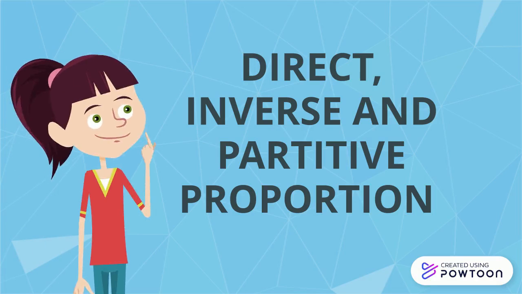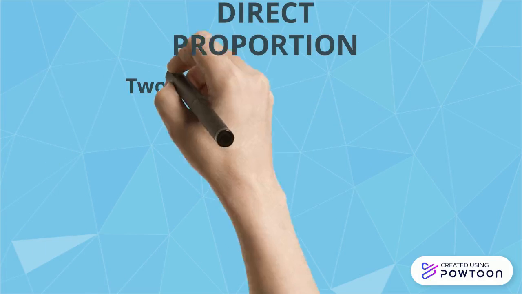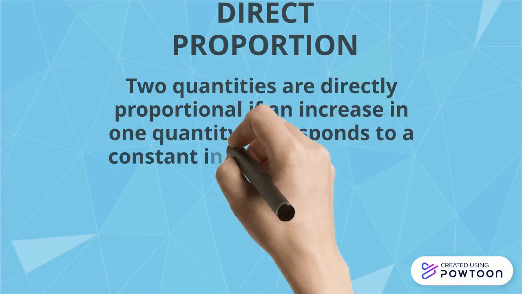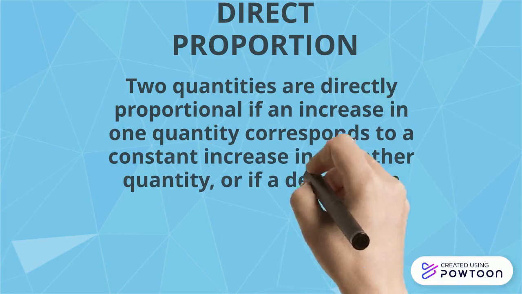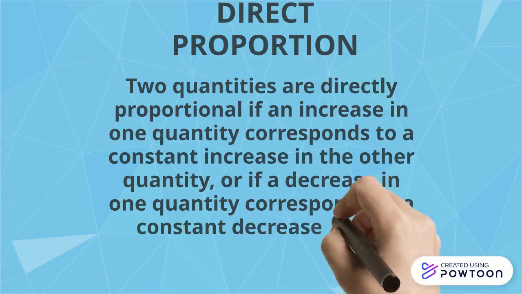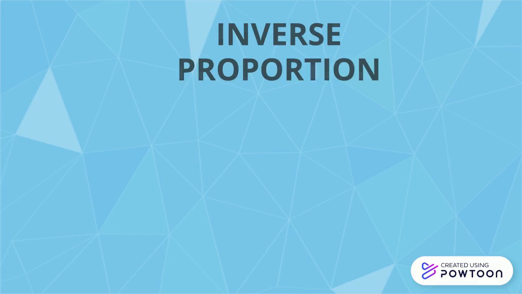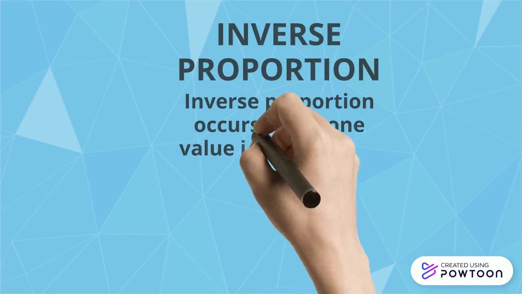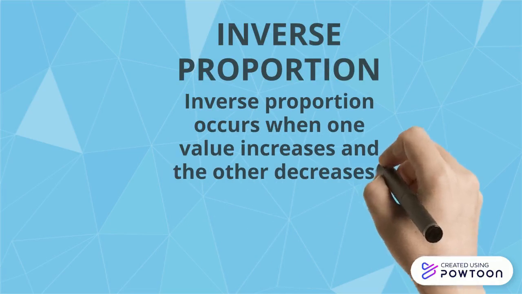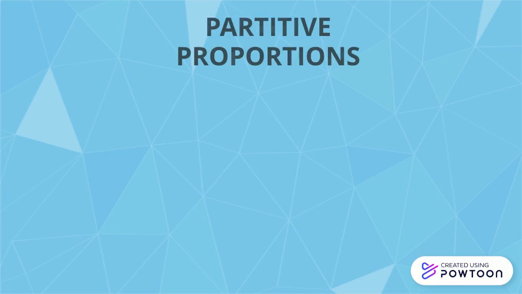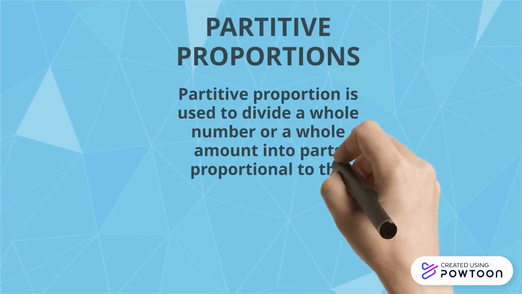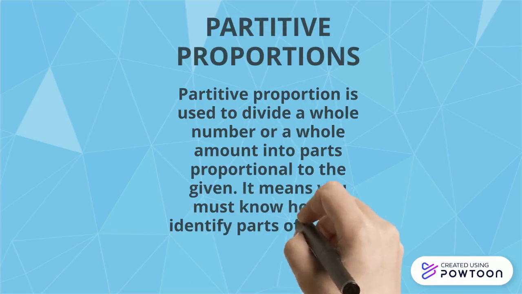Direct, inverse, and partitive proportion. Direct proportion. Two quantities are directly proportional if an increase in one quantity corresponds to a constant increase in the other quantity, or vice versa. Inverse proportion. Inverse proportion occurs when one value increases and the other decreases. Partitive proportion. Partitive proportion is used to divide a whole number or a whole amount into parts proportional to the given.